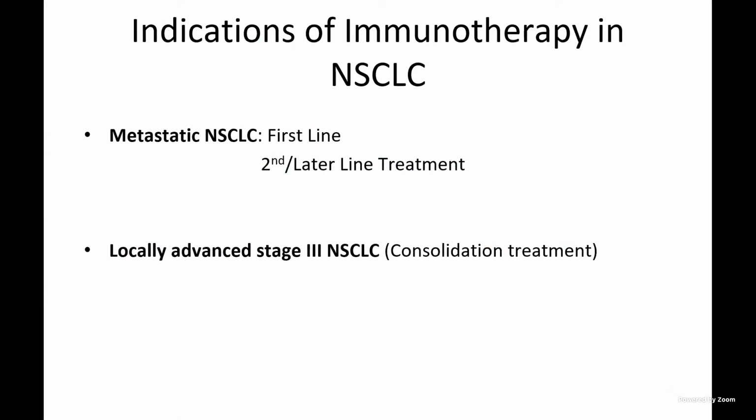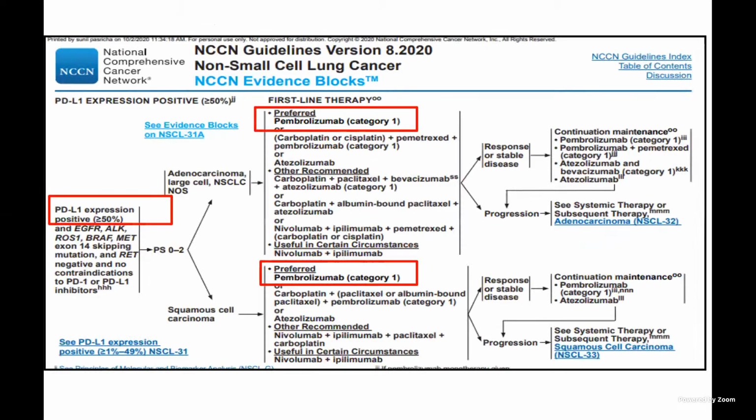So what is the indication of immunotherapy in NSCLC? It is metastatic NSCLC for the first line and second line or later line treatment, and also for locally advanced stage 3 NSCLC in the form of consolidation treatment, where we are using durvalumab. The indication of monotherapy pembrolizumab was established 3-4 years back. If the PDL1 expression is more than 50%, irrespective of whether the morphology is adenocarcinoma, squamous cell carcinoma, or NOS, pembrolizumab monotherapy as a first line was established.